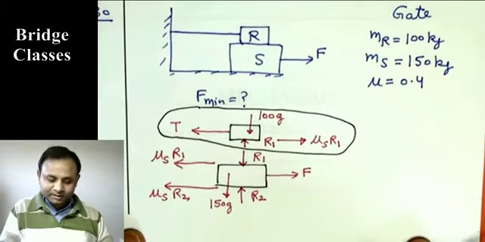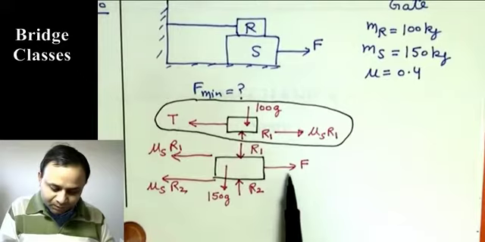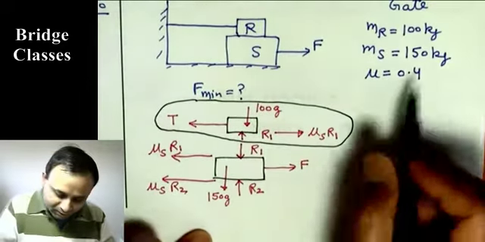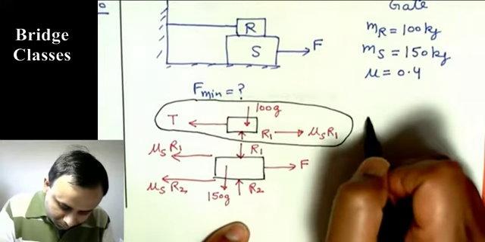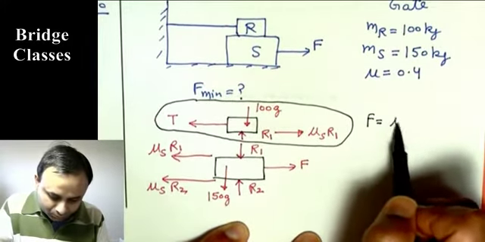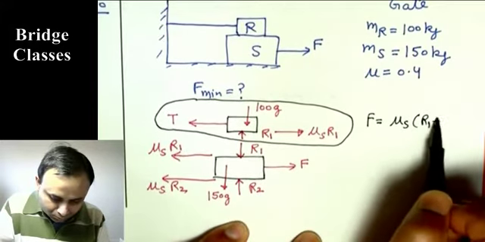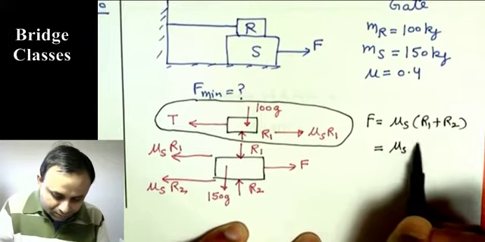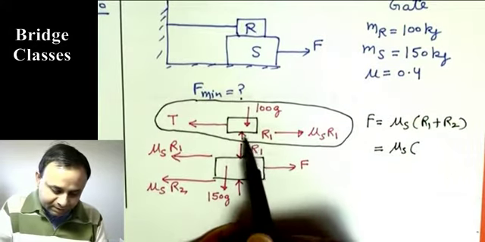So these are free body diagrams for these bodies. Now F will be, from equilibrium in the horizontal direction, mu s times (R1 plus R2). So it will be mu s, and see, R1 is 100 G.